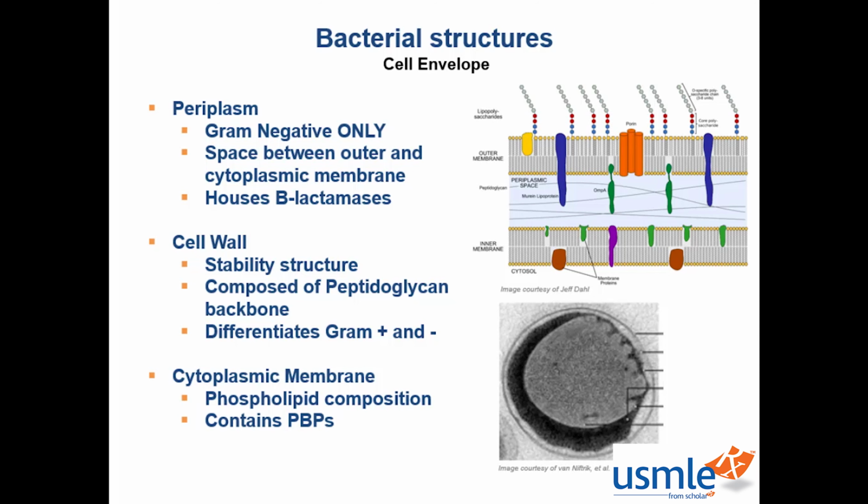It is composed of phospholipids like any other cell membrane, in addition to penicillin binding proteins, which is where the antibiotic exerts its effect to inhibit cell wall synthesis. The cell membrane houses many important enzymes for oxidation, transport, and cell wall synthesis.